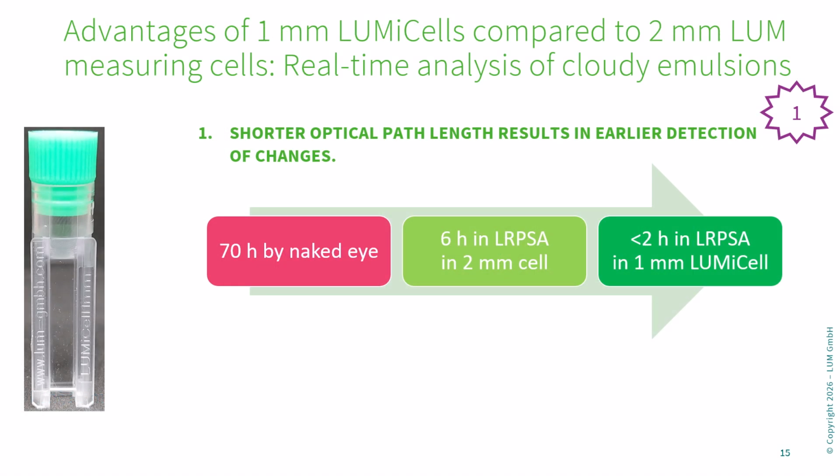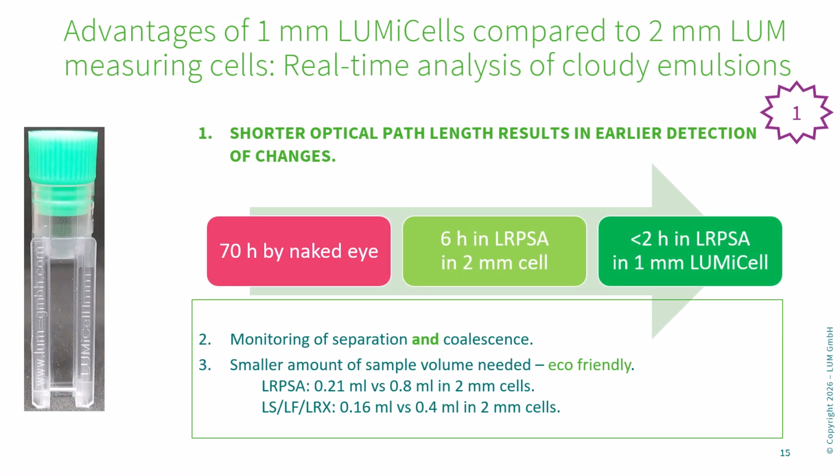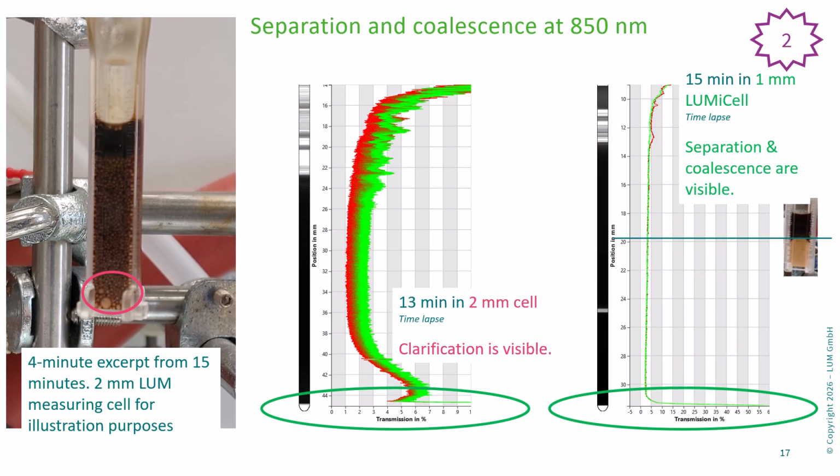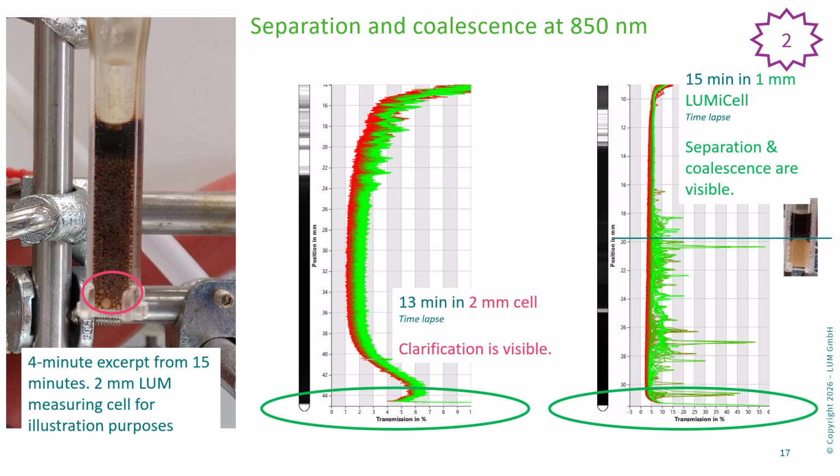Big advantage. We also can monitor separation and coalescence in the 1 mm cell, as you can see in the next example. And what is also important, if we have high value formulations, we have a definitely small amount of sample volume needed. Quantify the separation as before, but also have information on the coalescence in our measuring data. So again, an advantage of the 1 mm LUMiCell.